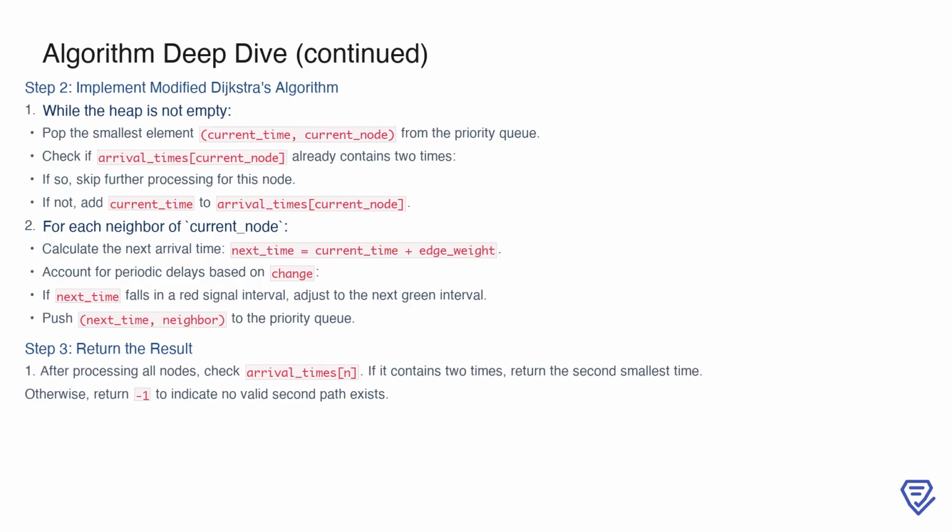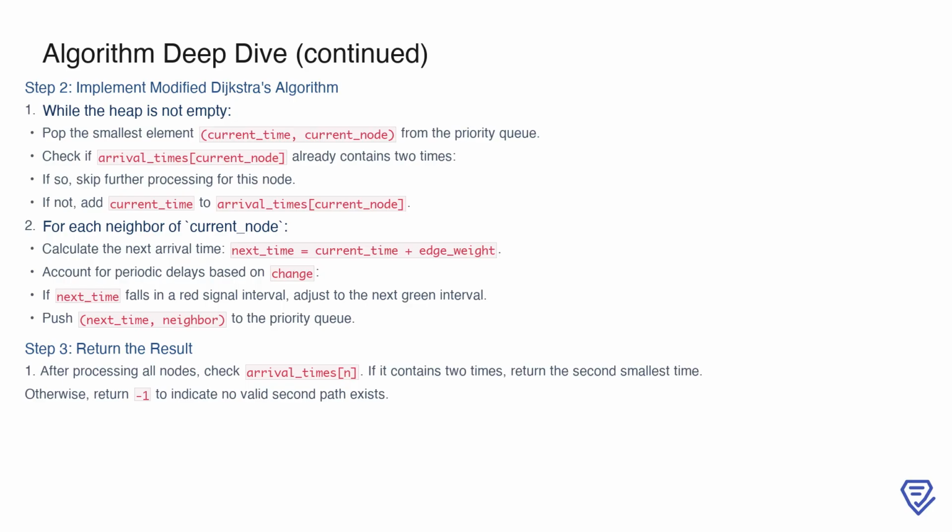Next, we explore all the neighbors of the current node. For each neighbor, we calculate the next potential arrival time by adding the edge weight to the current time. However, we also account for periodic delays caused by the change parameter. If the calculated time falls during a red signal interval, we adjust it to the next green signal interval. This adjustment ensures that we accurately simulate real-world traffic constraints. Once the adjusted time is calculated, we push the neighbor and its arrival time into the priority queue for further exploration.